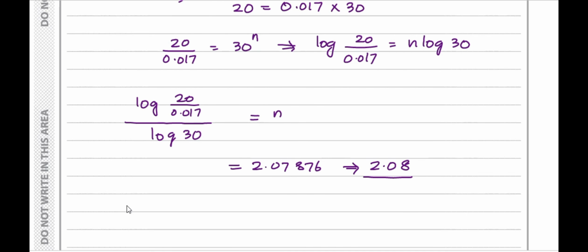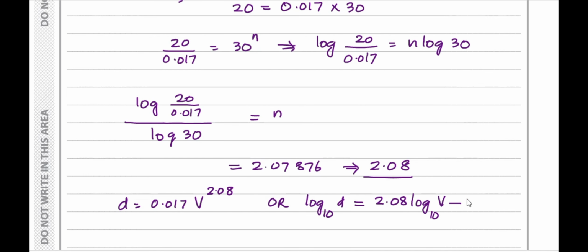So we could write the model as d is equal to 0.017 v to the power of 2.08, or in the logarithmic form we can write log d to the base 10 equals 2.08 log v to the base 10 minus 1.77. So both are acceptable ways of writing the same equation.